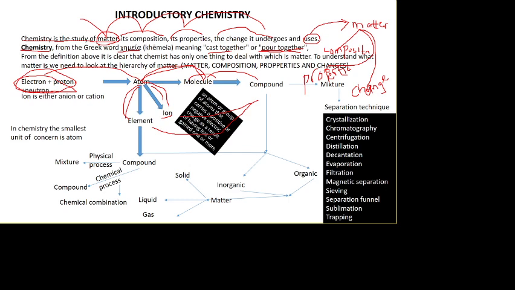And you will see that this hierarchy shows that what is ahead depends on what is behind. The meaning of this is that for us to have a compound, we must have either a molecule, an ion, or an element. In order for us to have an element, ion, or molecule, it is necessary that we have the atom in place.